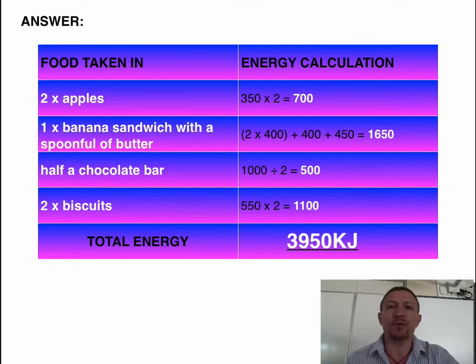This is quite important if you're doing things like sports science, or you want to be a dietitian and you want to make sure that the athlete that you're working with always is taking in enough energy into their body so that they can perform at their peak performance. Okay, so that looks at the energy coming in.